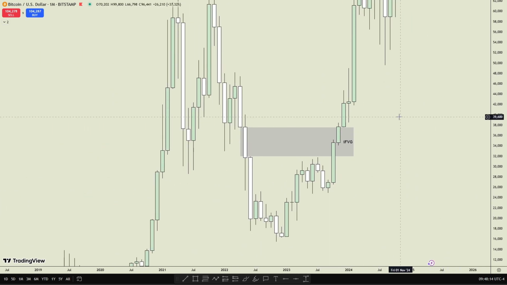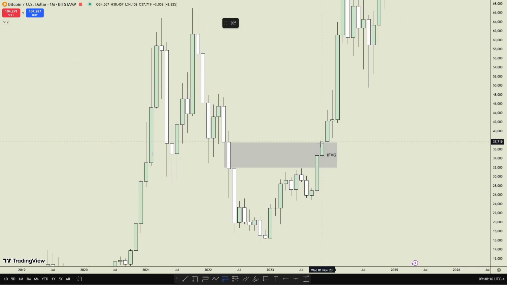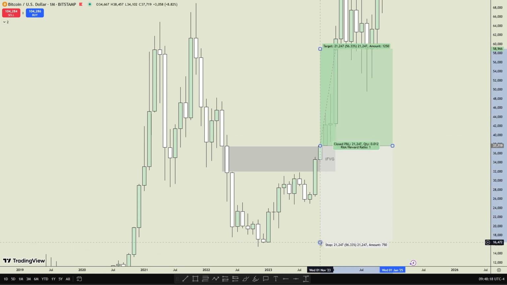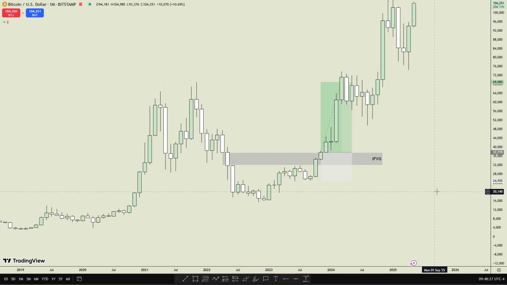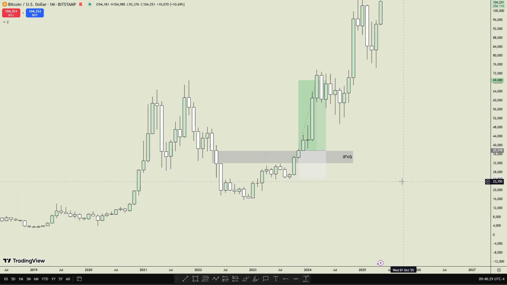So this would have been a longing opportunity right here in the market, and as you can see, you would have got a winning trade off this, targeting this high here, just off this fair value gap. And this is just to show that it works on crypto, it works on forex, it works on futures, it works on options, and it works on every single time frame.